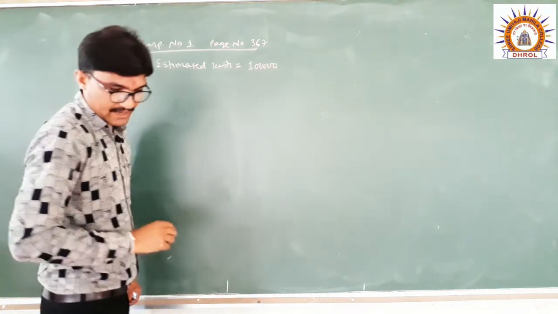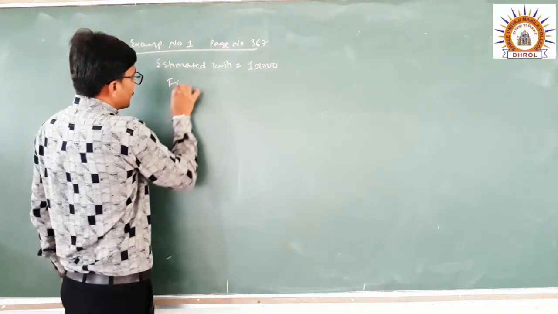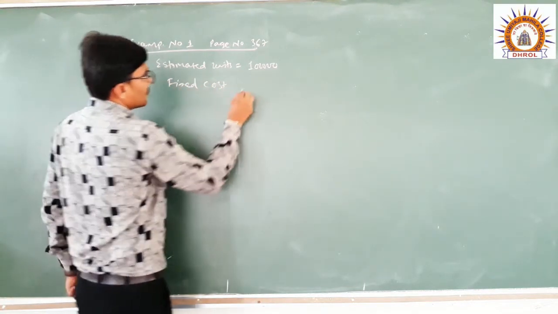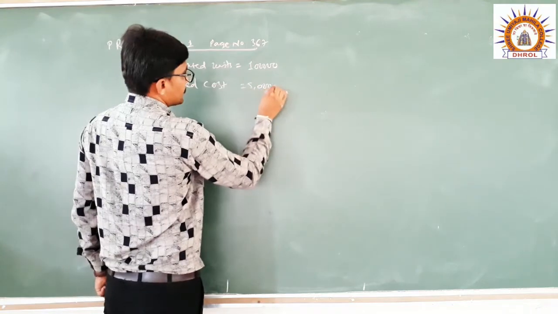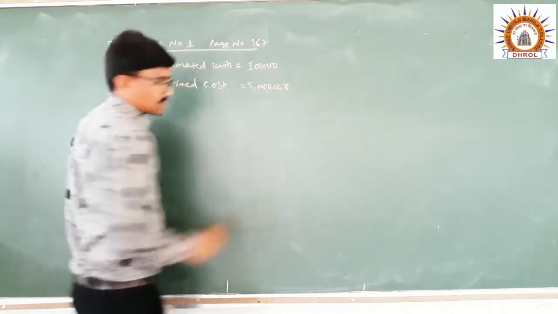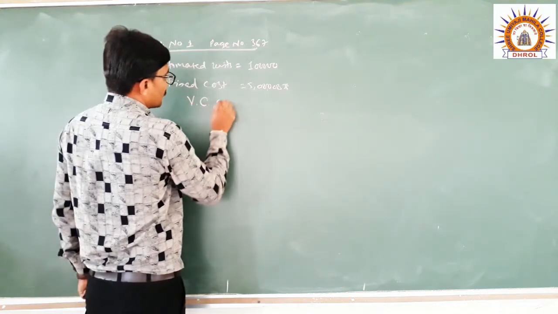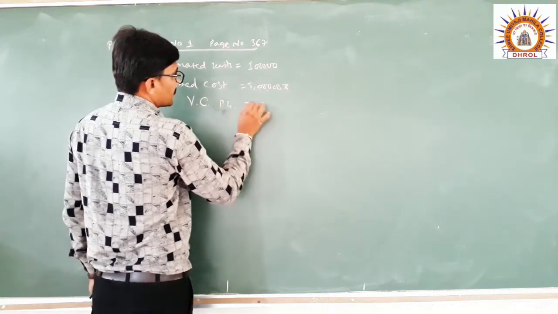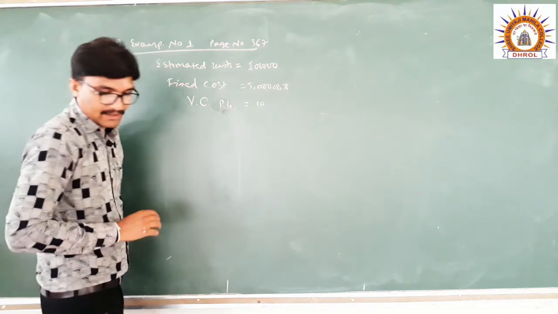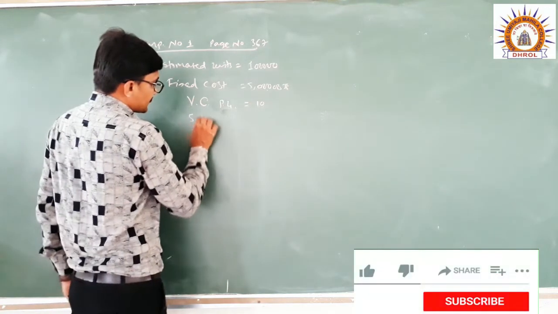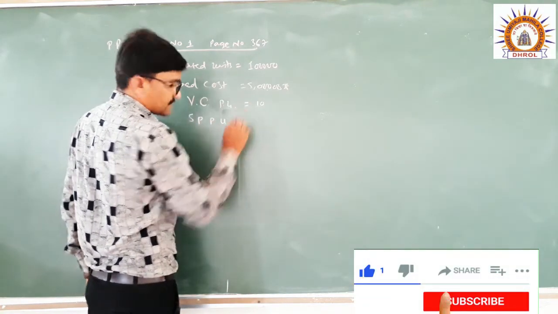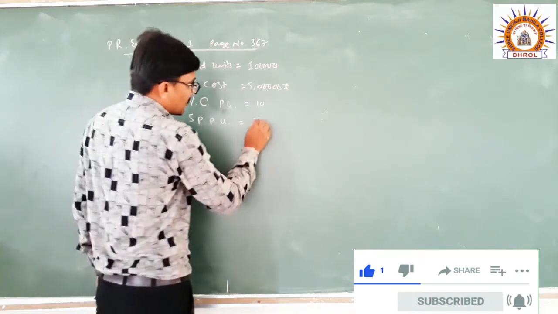1 lakh units is there. Fixed cost amounted to rupees 5 lakhs. Then the variable cost per unit is rupees 10. Then the selling price per unit is rupees 20.